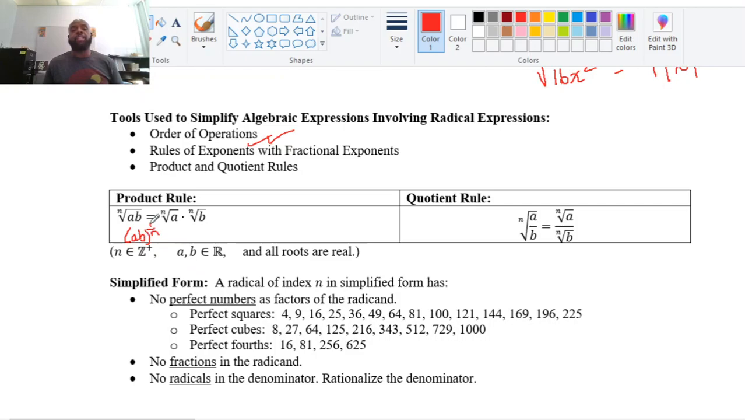If we have a times b to the 1 over n, I just wrote this expression using fractional exponents. That's a to the 1 over n times b to the 1 over n. And if we wanted to write that back in the radical notation, that's the nth root of a times the nth root of b, right? And the similar thing happens with the quotient rule. The nth root of a divided by b is the nth root of a divided by the nth root of b. And it follows this same pattern, but with division. So you can use these rules to help you simplify.